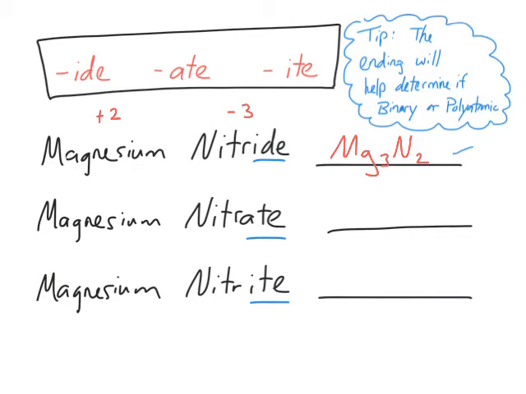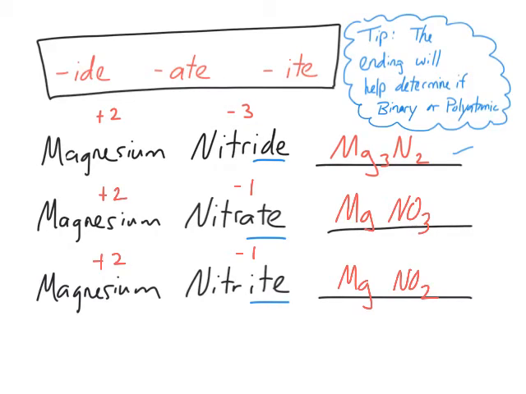Okay? I can do the same thing when I get down into nitrate and nitrite. Notice the difference in the ending, ATE and ITE. That's a clue that we're dealing with a polyatomic ion. In this case, the polyatomic ion nitrate is NO3, and the polyatomic ion nitrite is NO2. So filling in with magnesium as the metal, we're just going to now fill in our charges. Nitrate is a -1 charge, magnesium is a +2. Nitrite is also a -1, with magnesium being a +2.